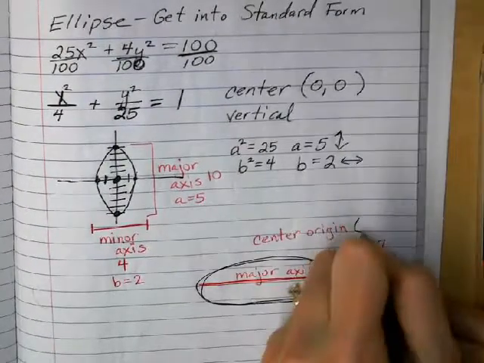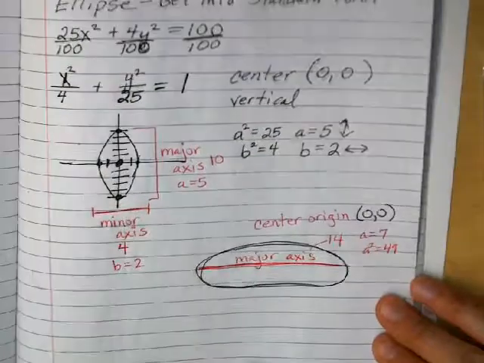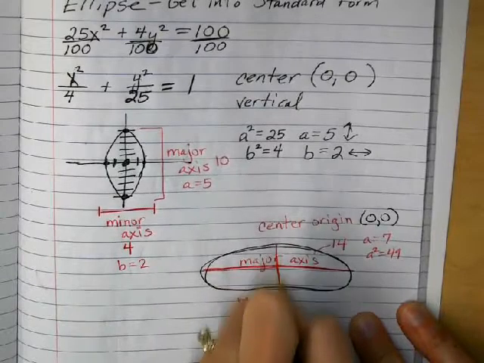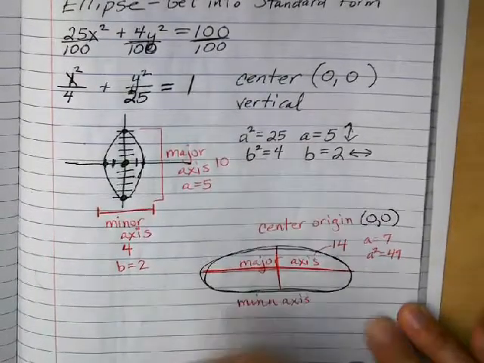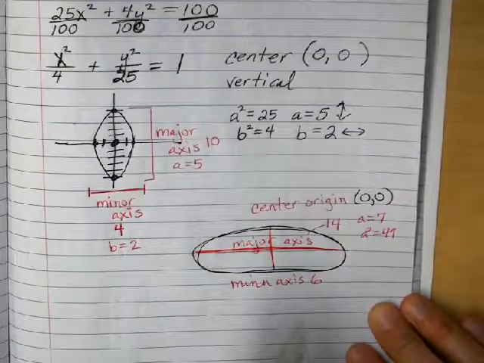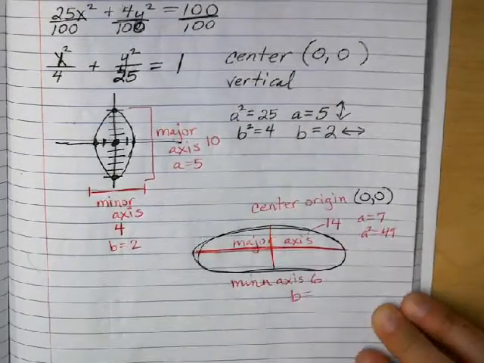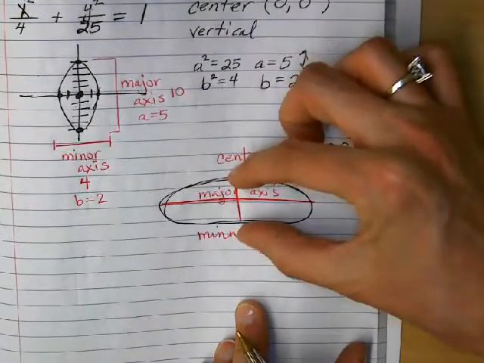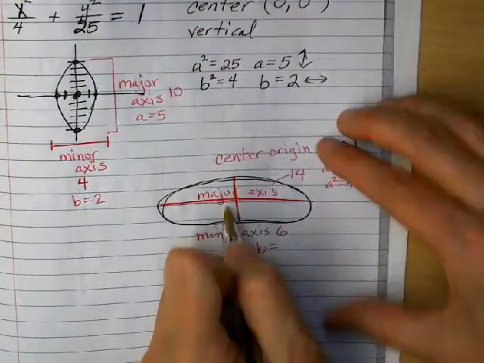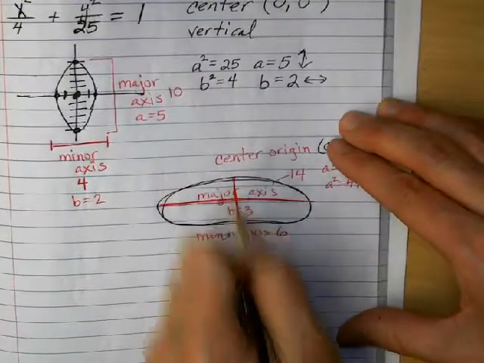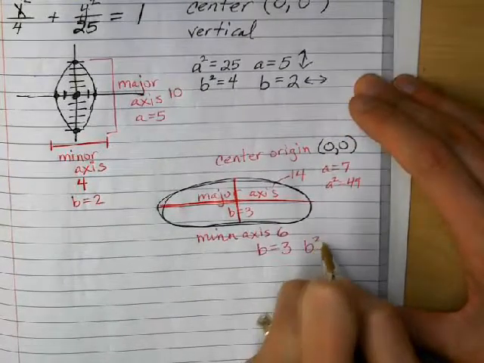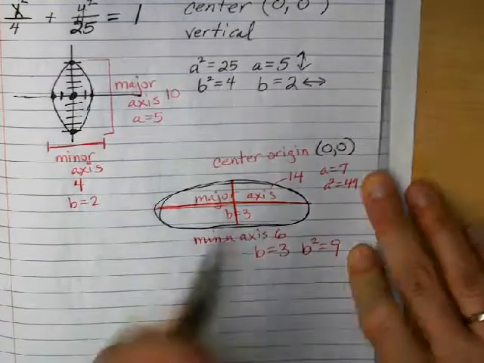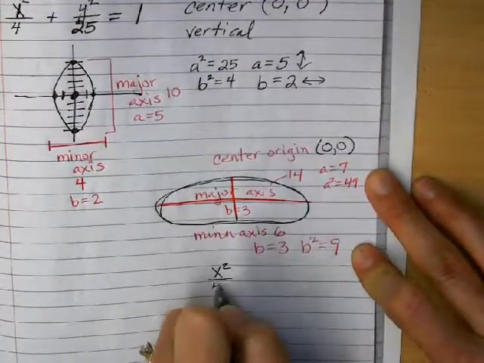And then let's say I told you the minor axis, that would be this way, up and down. Let's say I told you the minor axis was 6. So then how much is B? If this whole length was 6, how much is B? Yeah, then B is 3. If this whole thing is 6, B is 3, and 3 squared is 9. So then I'd be plugging in 9 and 49. Then I could write my equation. It'd be x squared over 49 plus y squared over 9 equals 1.